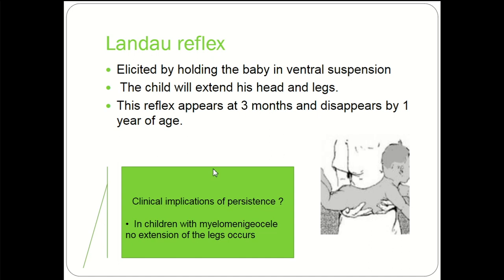Next, and the last one, is the Landau reflex, elicited by holding the baby in ventral suspension. The child will extend the head and the legs. This reflex appears at 3 months and should disappear by 1 year of age. If it still persists beyond 1 year, then in a child with meningocele, no action of the legs will occur. So those are the clinical implications of this persistence.